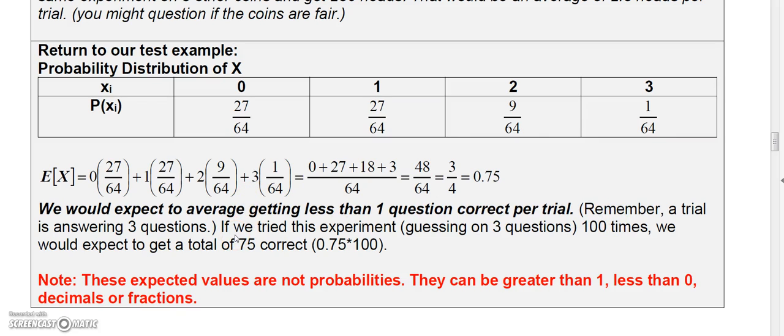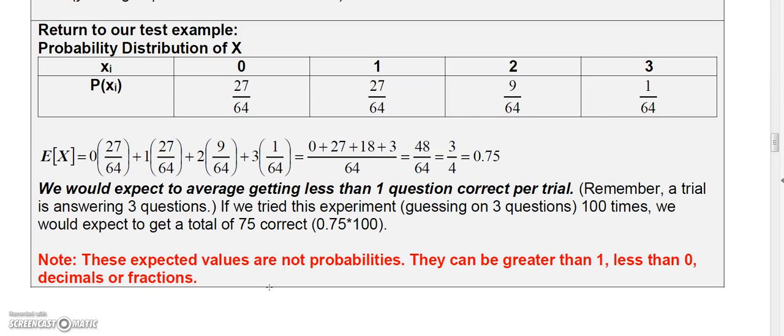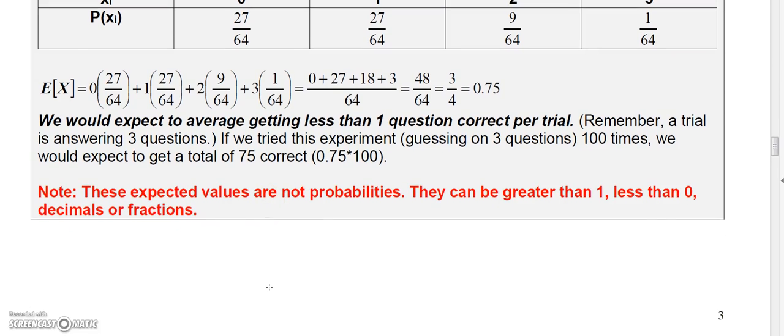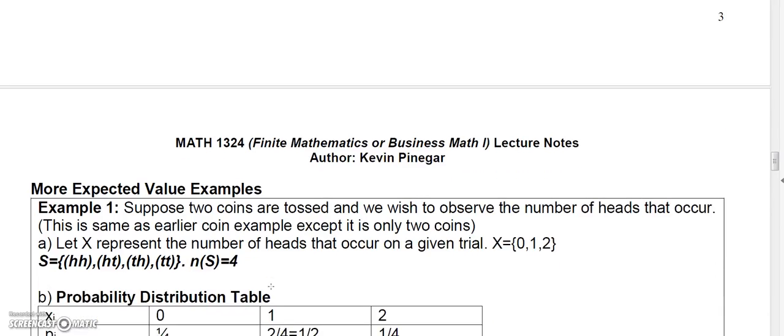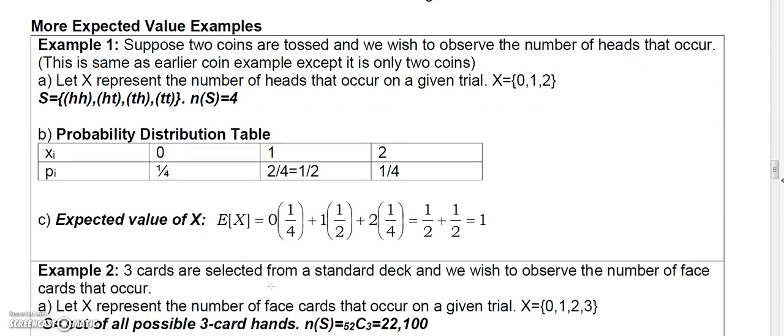So if I had you do this, say, 100 times, you would expect to average 0.75 correct answers per trial, or roughly 75 correct answers out of 100 trials. Okay, now again, they're not probabilities, so they can be greater than 1, they can be less than 0. So let's look at some more expected values.